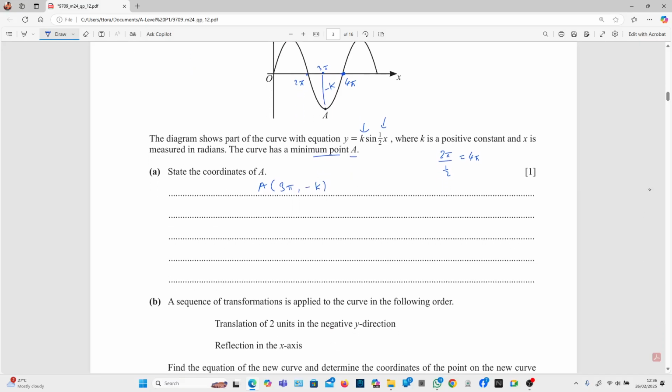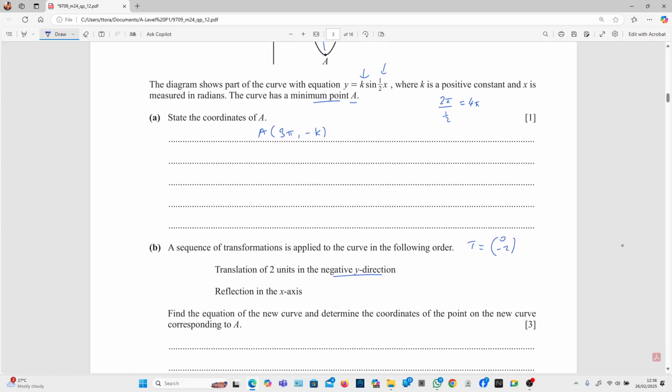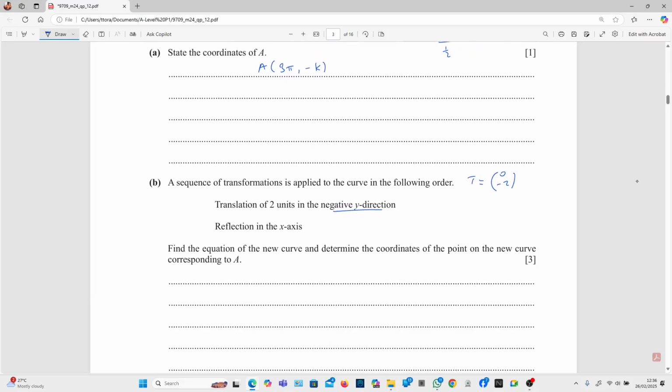The second part of the question here: a sequence of transformations is applied to the curve in the following order. Translation of 2 units in the negative y direction. So we have 0, minus 2 here as our translation. The curve has the equation y is equal to k sine of half x. We need to find the equation of the new curve after the 2 transformations have been carried out. So if we have y is equal to k sine of half x, the first is going to go through the translation.